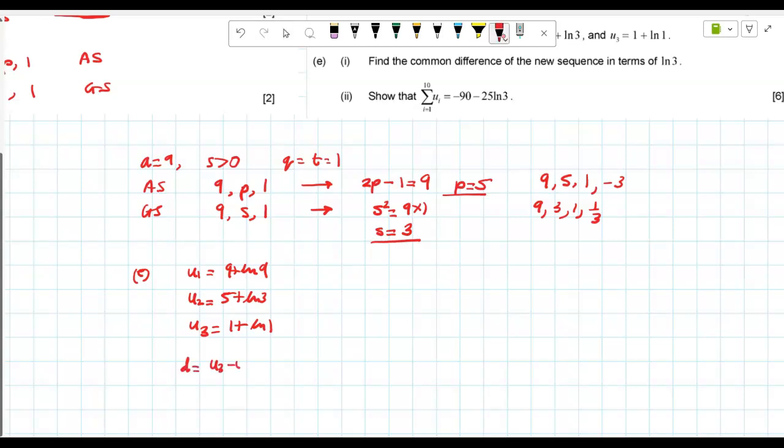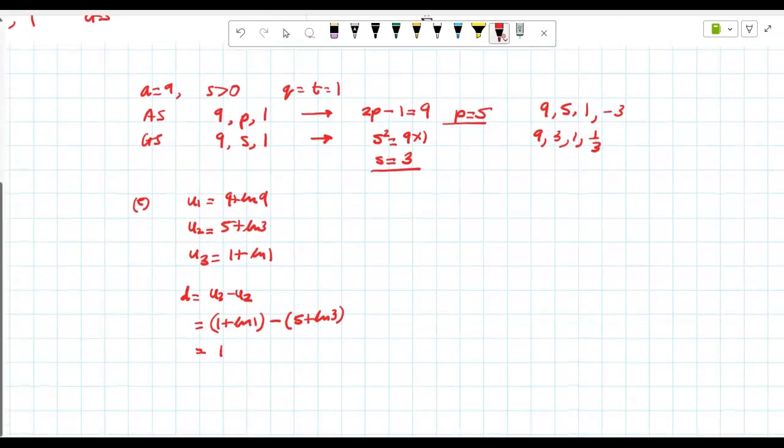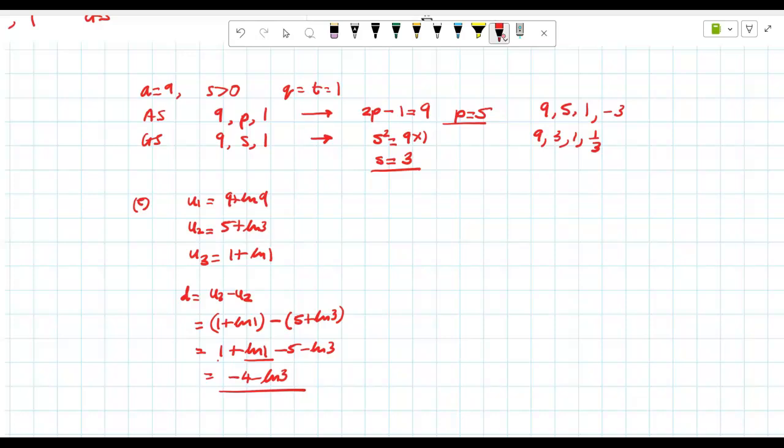So you can do U3 minus U2. So U3 minus U2, correct? So 1 plus ln 1 minus 5 minus ln 3. So what is that? ln 1 is 0. So minus 4 minus ln 3. Correct? That's your common difference.